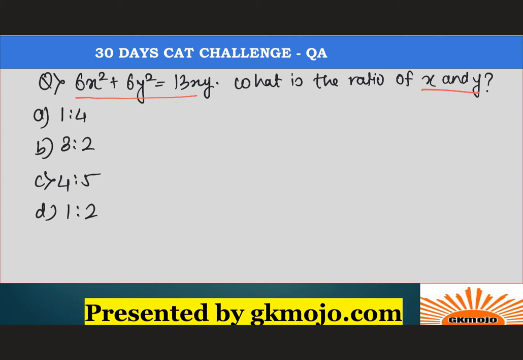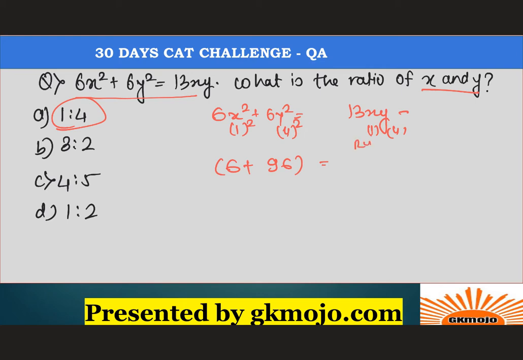All right, options are given to you. Simply do one thing. 6x square plus 6y square is equal to 13xy, right? So let's use this option. Place 1 in place of x, and 4 in place of y, again 1 and 4. This is square. So 6 into 1 is 6, and 6 into 16 is 96, right? So this is like 102. And over here, what is it? Here on the right hand side we get 13 into 1 into 4, which is 52. So first option is not satisfying.